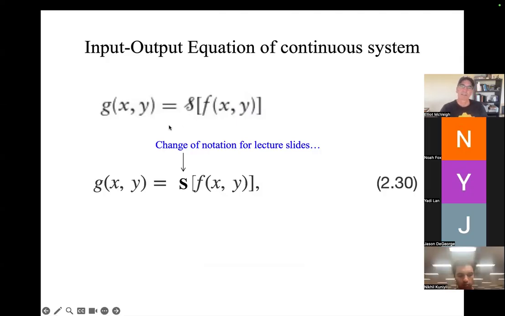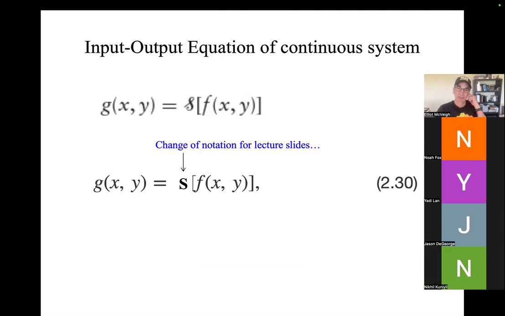We want to mathematically describe our imaging system. In the book, Prince and Links, they give this input-output equation function for our imaging system, and they use this script S. For the rest of these slides, I'm just going to use bold S because I don't have this script S in PowerPoint. So if I have my true object, I submit the signal from that true object to my imaging system and I produce this picture. That's the picture that we're going to show the radiologist or whoever needs to see it.